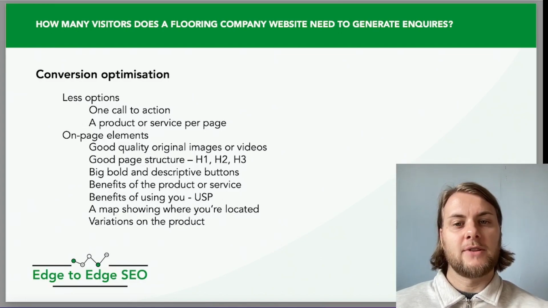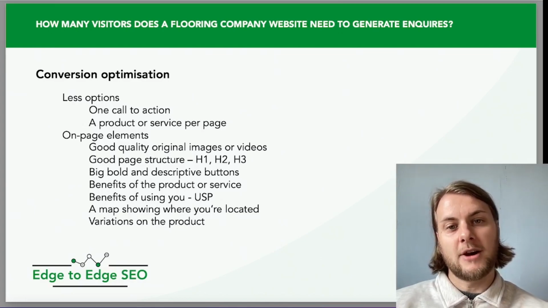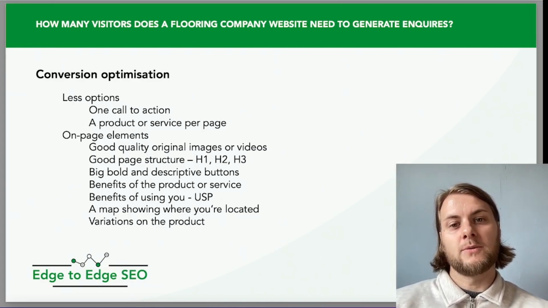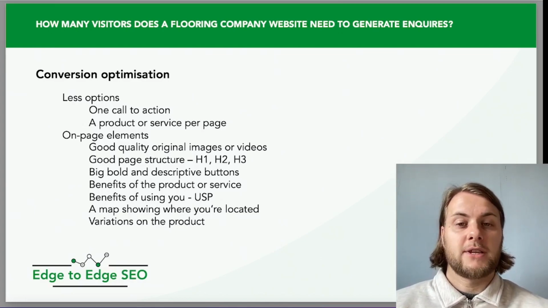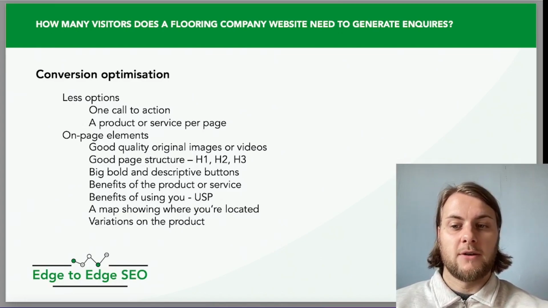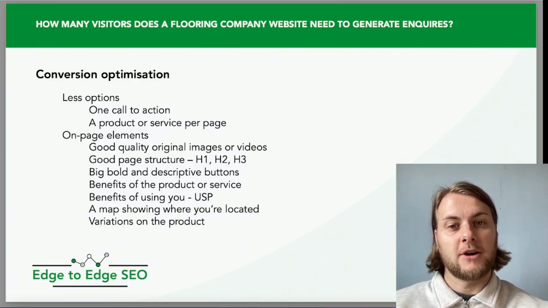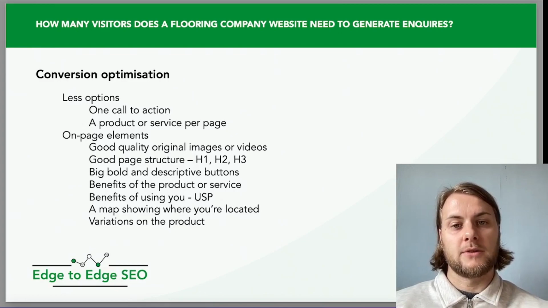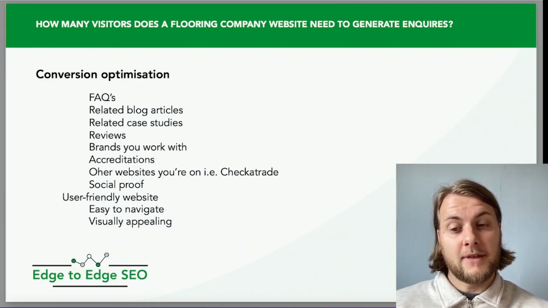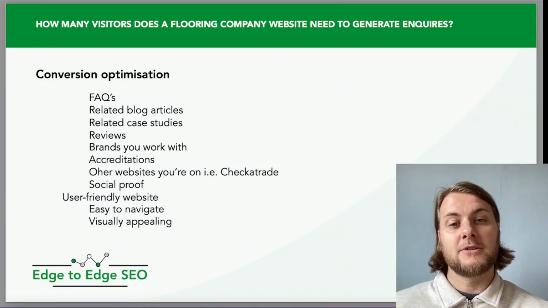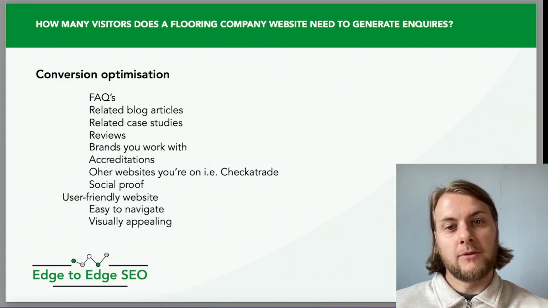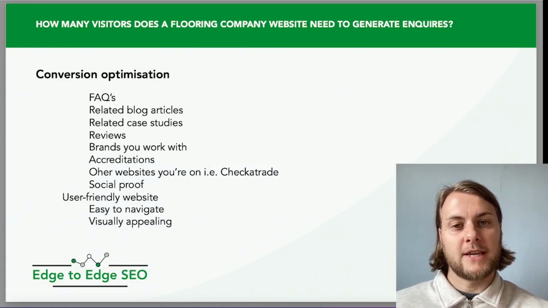And then variations on the products. Now there's a lot of different types of carpet, there's a lot of different styles of wood flooring, so people might not necessarily know what styles of wood flooring or types of carpet they want, so make sure you put those onto the page. Carrying on from that, another thing that you're going to want to add to the page is FAQs. Make sure these FAQs are very specific to the product and service that is on that particular page. Don't start writing FAQs about general flooring if your page is about LVT flooring.